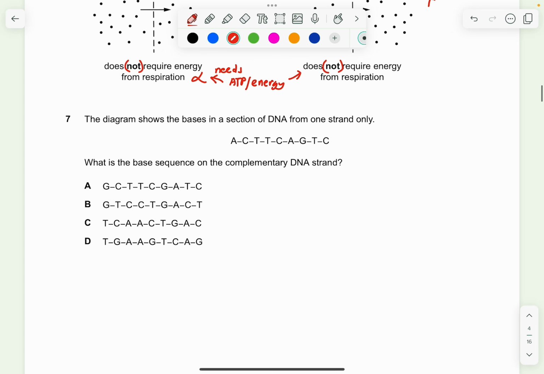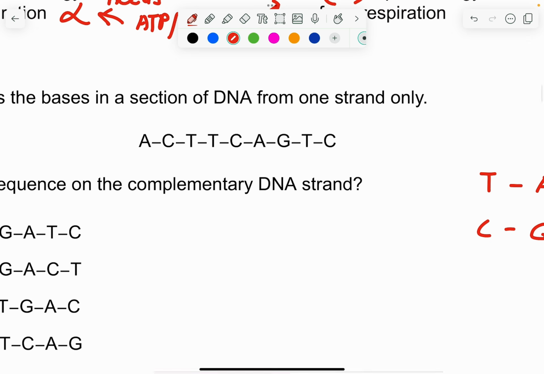Now let's see question number 7. Question 7 gives you the bases in a section of DNA from one strand only. So what is the base sequence on the complementary DNA strand? So remember that T is with A, C is with G. So let's try to fill in. So for A, what does it bind?